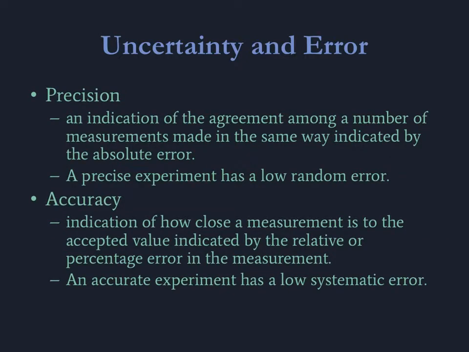Within this idea of uncertainty and error, two additional ideas that we should understand are precision and accuracy. Precision is how precisely you can actually make a measurement. And this has a lot to do with the device that you're using. The better the device, the more precise your values can be, and actually the more accurate as well. But when we talk about precision, it's very low in random error.